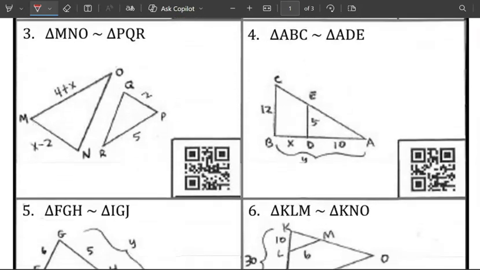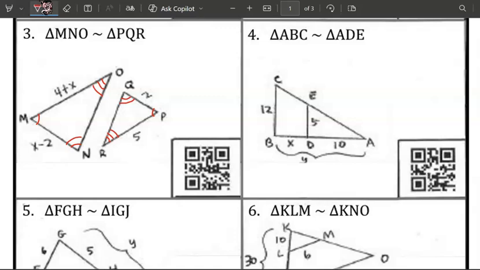All right, now we're going to do some where they're not necessarily facing the same way. On number 3, we have triangle MNO is similar to triangle PQR. First, let's identify which angle goes with which angle. M goes with P, N goes with Q, and O goes with R.